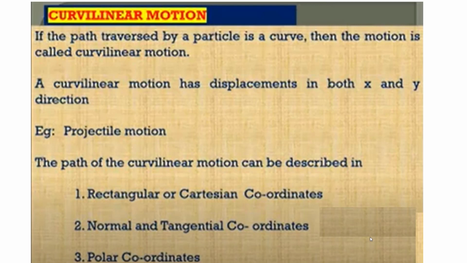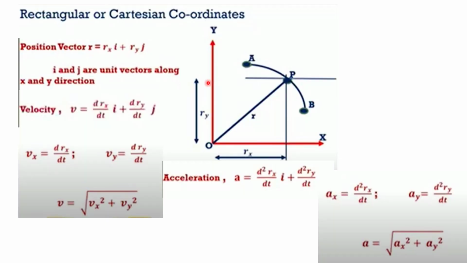Now, the path of a particle moving along a curvilinear path can be described with the help of three different coordinate systems. First one is the rectangular or Cartesian coordinate system. The second one is the normal or tangential coordinate system, and the third one is the polar coordinate system. Now let us take the first, that is the rectangular or Cartesian coordinate system.